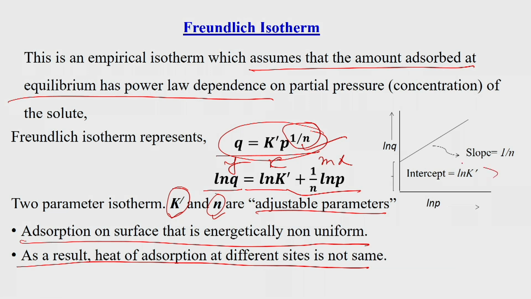So we will get the intercept as ln k', and the slope as 1/n, because we have plotted ln q versus ln p. A log plot of the Freundlich equation will give a straight line, and the slope will give 1/n, and the intercept will give ln k'. So directly from the slope we will get n, and the antilog of the intercept will give the k' value. Okay.